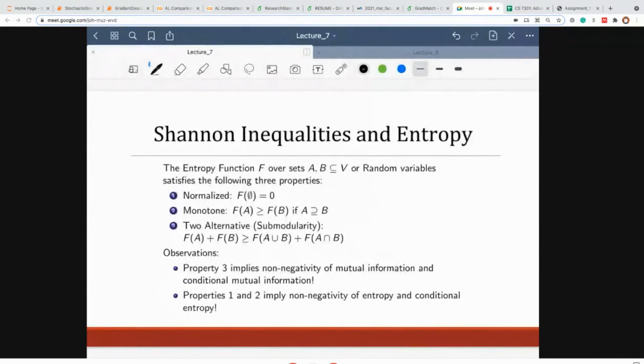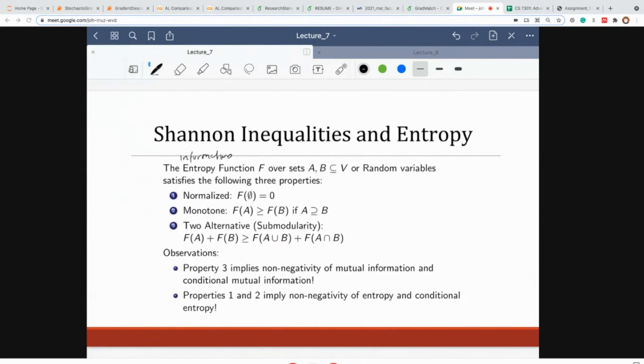Now this is where this gets a little interesting. Again, I'll just talk about this at a high level, but very early on, in the 1940s and 1950s, Shannon came up with three properties that an information function should satisfy. He called it the entropy function, but actually this is any information function.